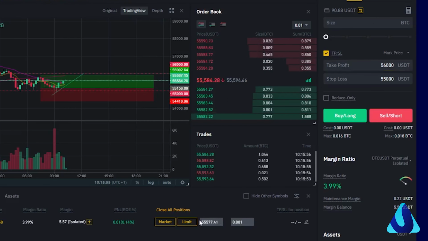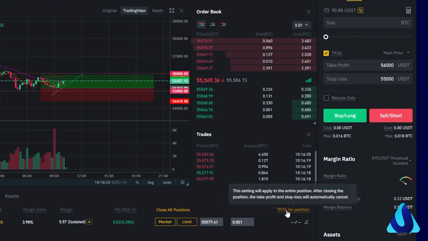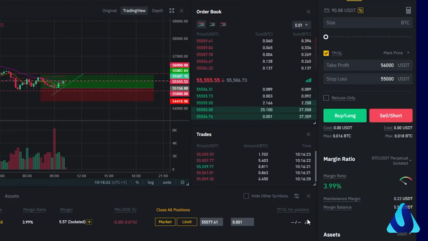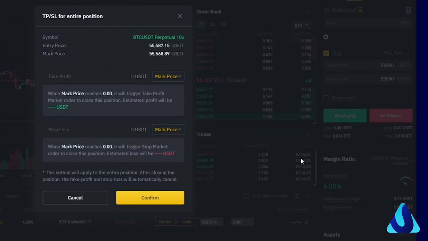A few other things here, so you can see I can change these areas. So if I want to market close, that means close at the current market price. Limit, so I could limit, so say if it hits this price, then place close that trade, and that's how that works. You can also come over here and see TPSL. This time you can edit it though, because we're in an open position.